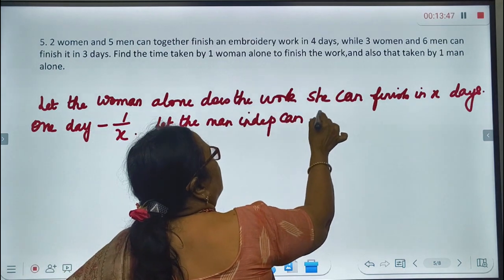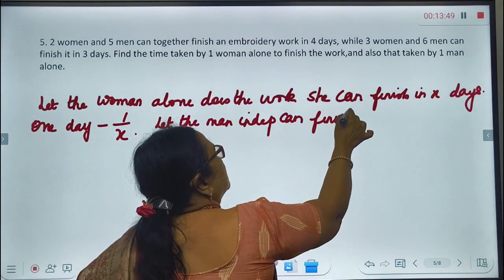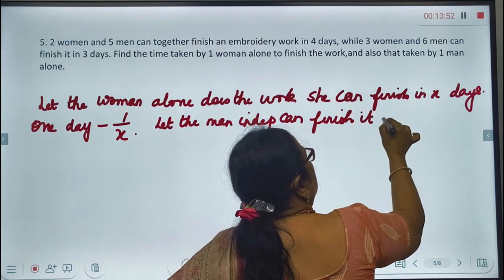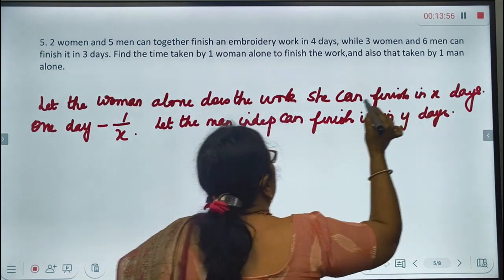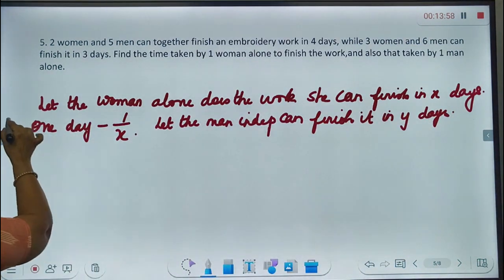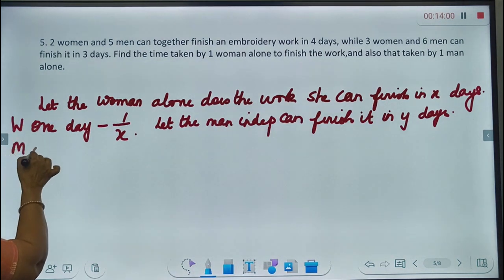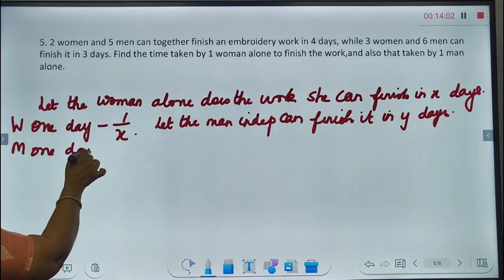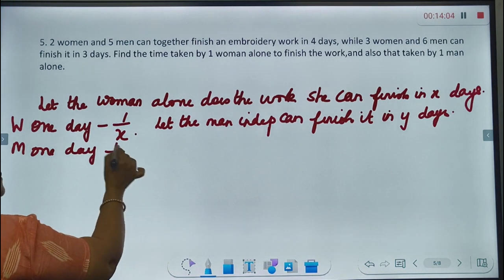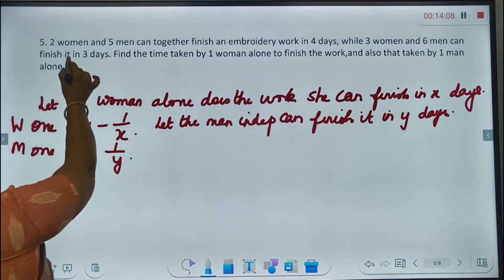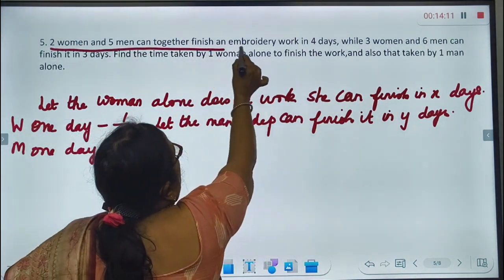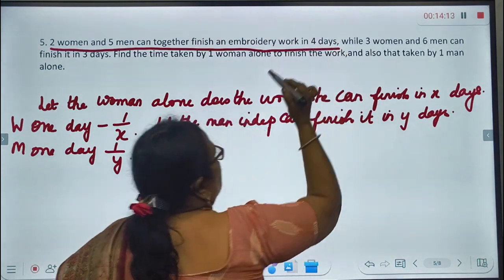if he does it independently, can finish it in Y days, then in one day, this is for the women, the man in one day can do 1 by Y of the work. Okay, now what is it given? 2 women and 5 men can together finish a work in 4 days.